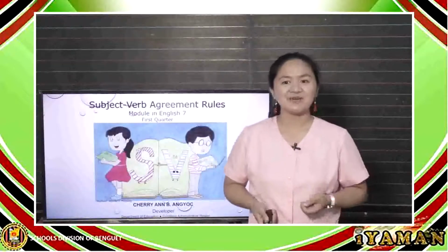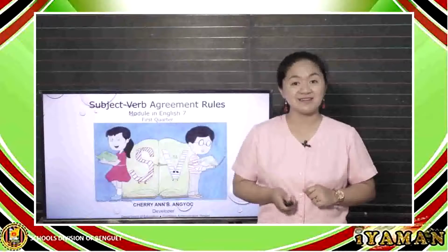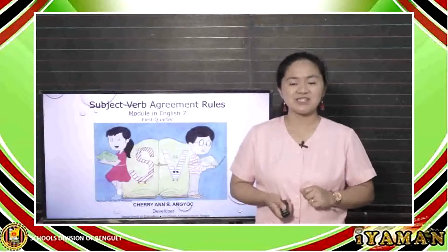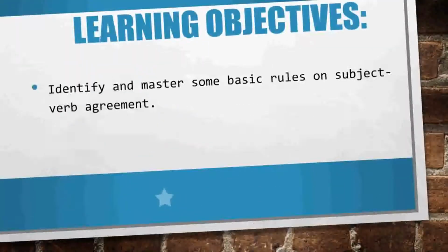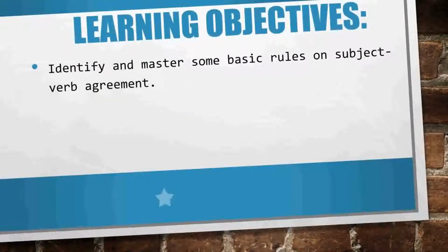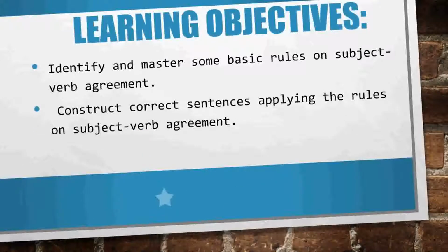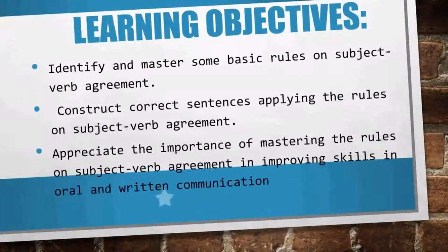After the lesson, you are expected to master the desired competency and to achieve the following learning objectives. First, identify and master some basic rules on subject-verb agreement. Second, construct correct sentences applying the rules on subject-verb agreement. And third, appreciate the importance of mastering the rules on subject-verb agreement in improving your skills in oral and written communication.